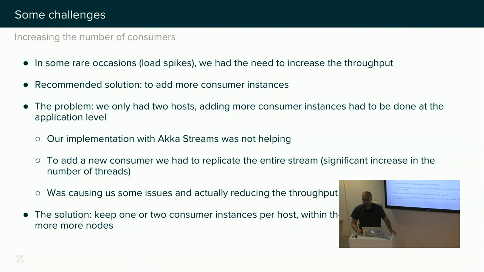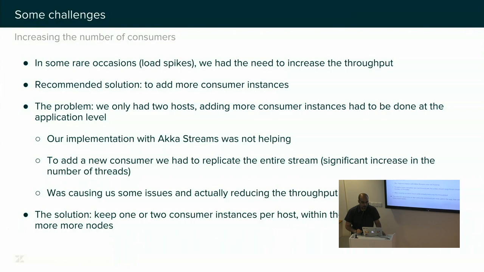That's because, in Akka streams, we have a lot of threads being spawned in order to deal with all this load. So increasing the number of consumers will actually mean that we are replicating our entire stream in order to support different consumers. Replicating all these streams means that our number of threads is just going to spike by some multiplier, okay? And this started causing us issues at the JVM level, because we just didn't have enough CPU power to deal with all these threads being spawned.